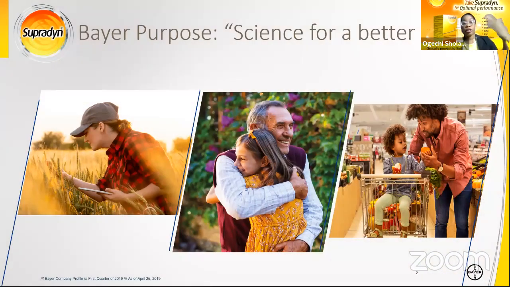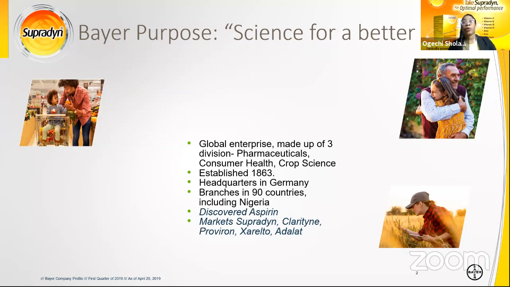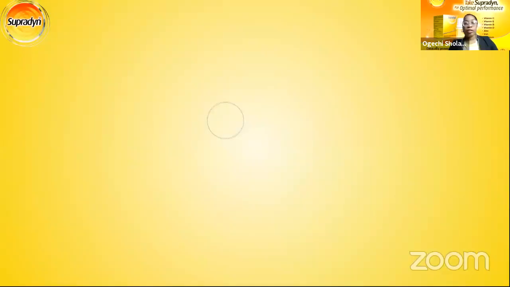I'll just introduce a little bit for people who don't know what Bayer is. Bayer is a global enterprise made up of three divisions: pharmaceuticals, consumer health, and crop science. One of our missions is health for all and hunger for none. So we have three different divisions that handle that mission. It was established in 1863. We have branches in over 90 countries. An interesting thing to note about Bayer is that Bayer discovered aspirin. Aspirin, I call it the wonder molecule, was discovered in 1920. Aside from aspirin, we currently have in the Nigerian market Supradyn, Claritin, Proviron, Primolut, Xarelto, and Adalat. So let's go straight into the presentation.